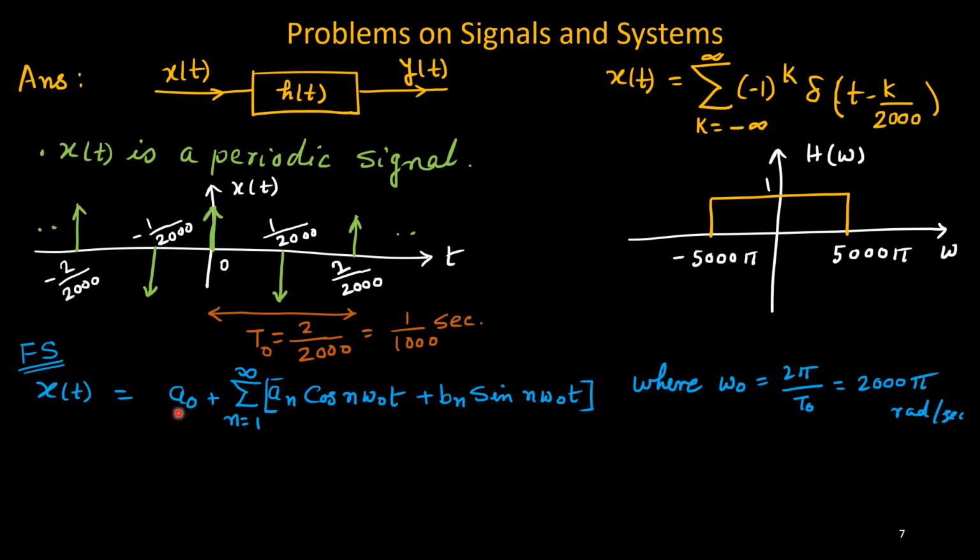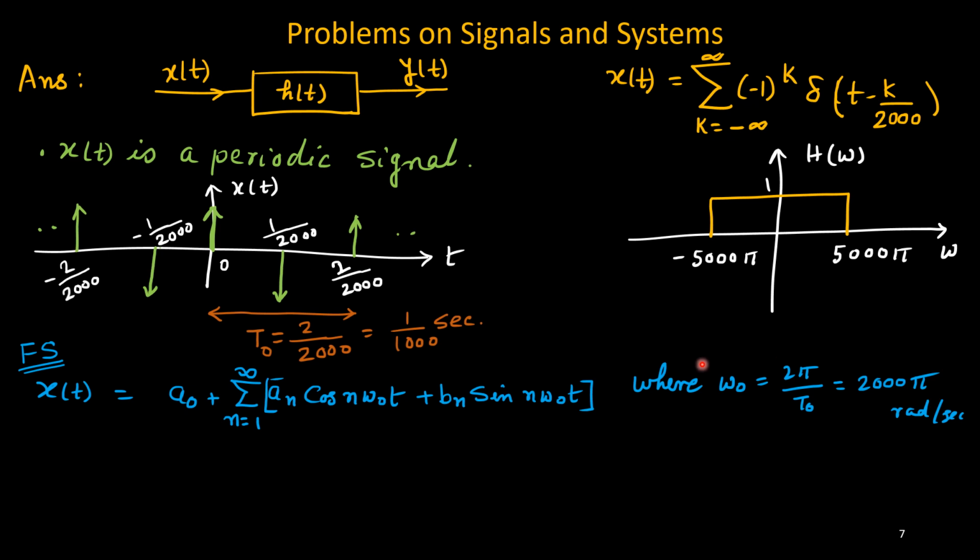In trigonometric form, this periodic signal x(t) can be expressed as a DC component a0 plus AC components, the summation of an cos(nω0t) plus bn sin(nω0t), for n equal to 1 to infinity, where ω0 is the angular frequency 2π/T0, and T0 we have already computed as 1 millisecond, 1/100. Thus ω0 is 200π, and the unit is radian per second.